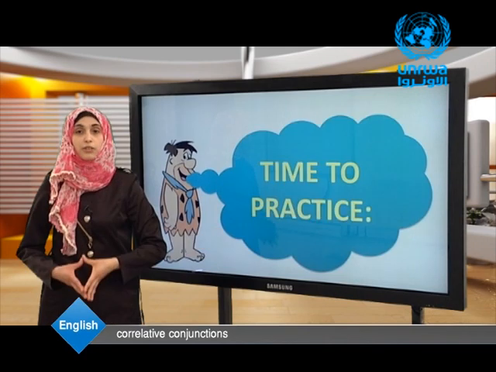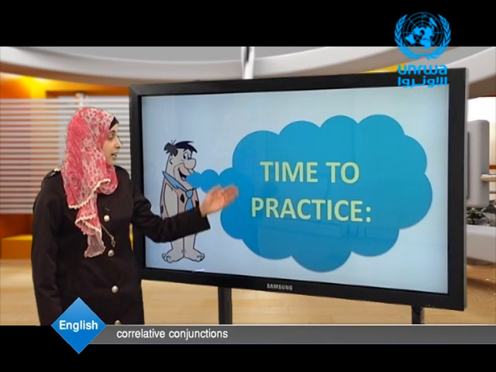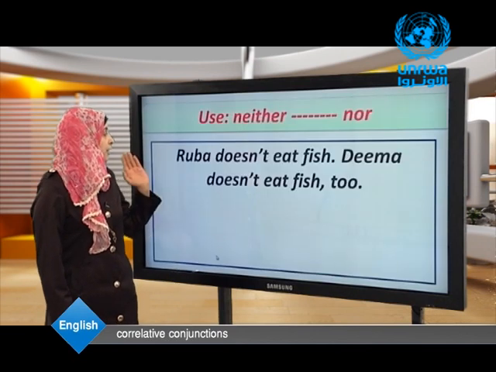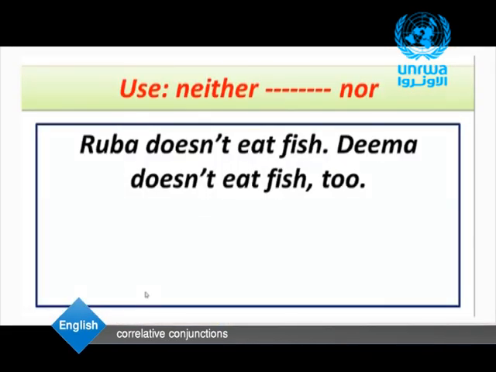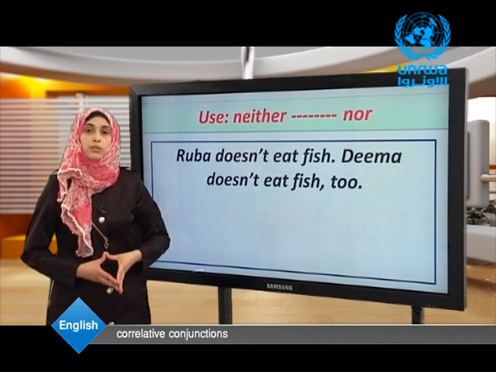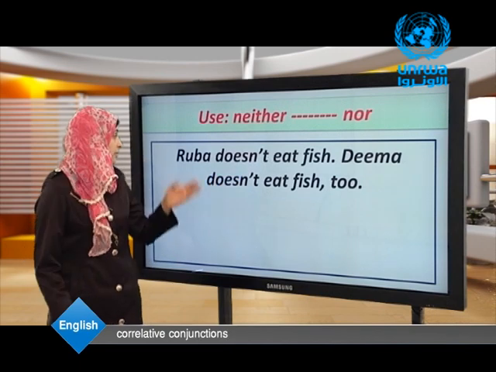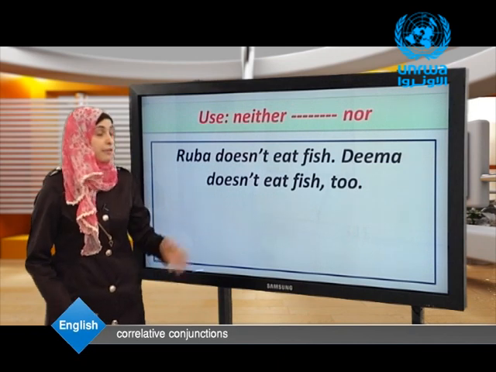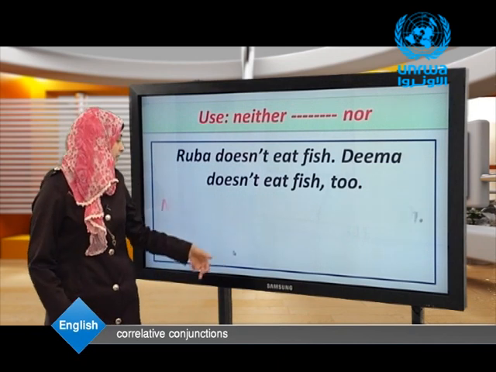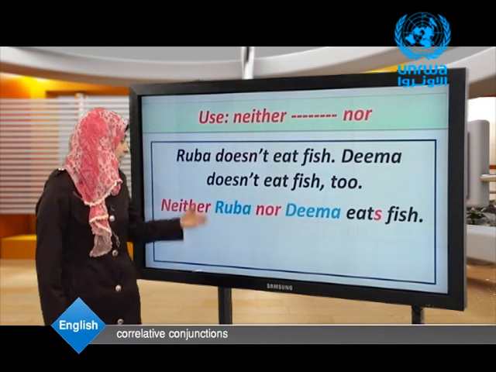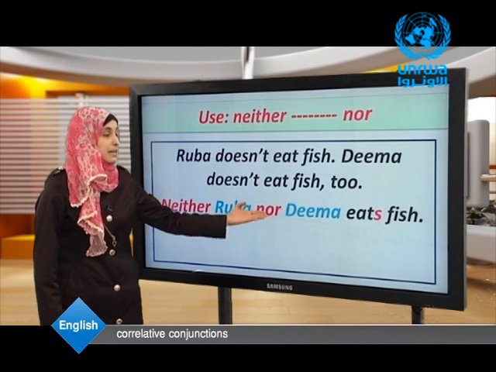Now, dear students, after we have discussed neither nor, it's time to practice. Use neither nor. Ruba doesn't eat fish. Dima doesn't eat fish too. Here we have two persons, Ruba and Dima, and none of them eats fish. So the sentence is great. Neither Ruba nor Dima eats fish.